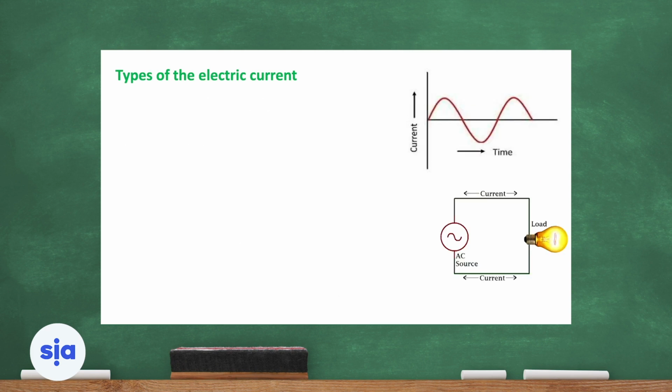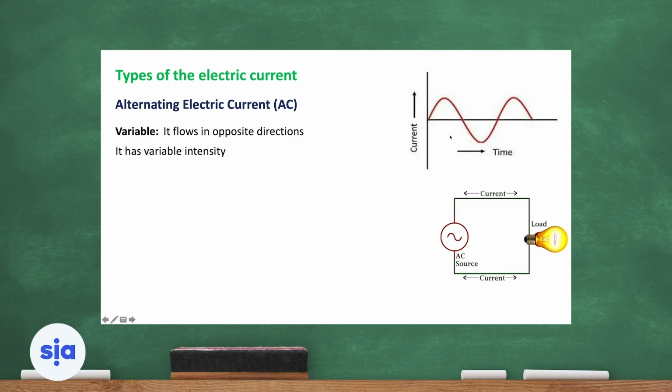The other type of the electric current is the alternating electric current, or what we call the AC. It's variable. It flows in opposite directions. It can go forth and back, forth and back. If you can see here, this is the electric circuit and this is the current. It can go in both directions. It has variable intensity, not fixed.